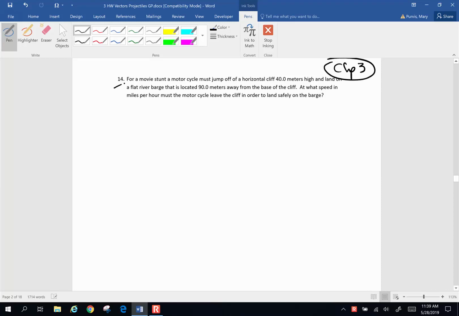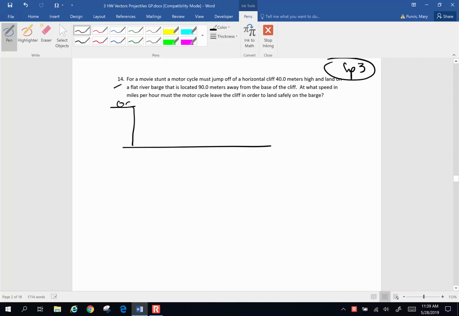Here's number 14. For a movie stunt, a motorcycle must jump off of a horizontal cliff 40 meters high and land on a flat river barge that is located 90 meters away. At what speed in miles per hour must the motorcycle leave the cliff in order to land safely on the barge? So this is another horizontal projectile problem.